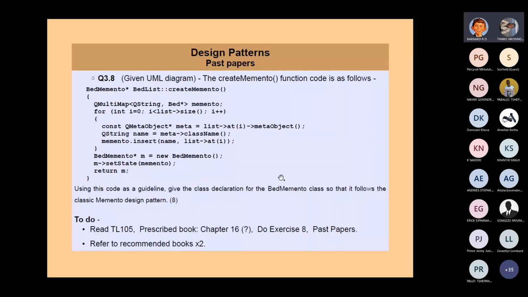Then this one's a bit more complicated. You were given a UML diagram and the create memento function with the code. Then using this code as a guideline, you have to give the class declaration for the bed memento class that follows the classic memento design pattern. So you would need to implement the class for the actual memento and not this originator code. So that's just an idea of what you would need to do for memento patterns to give an idea of the depth of knowledge you required.